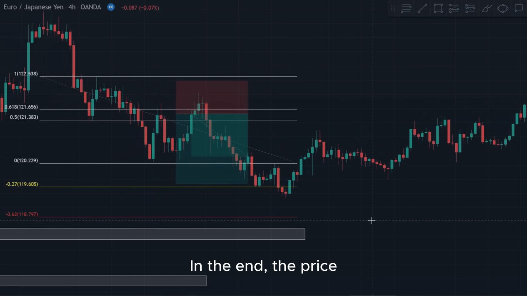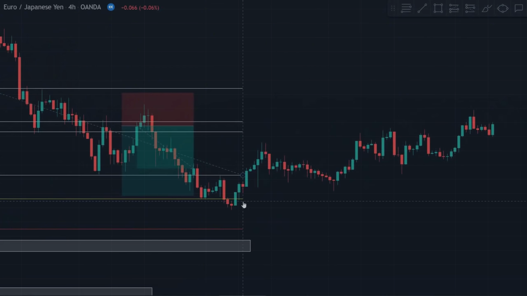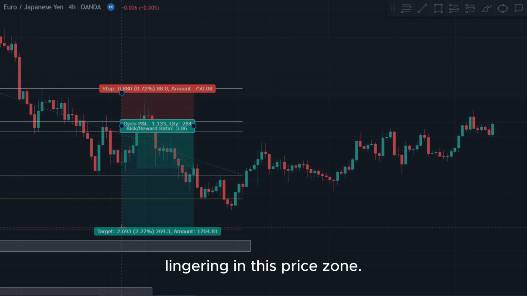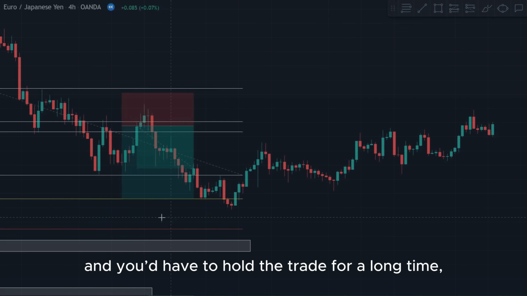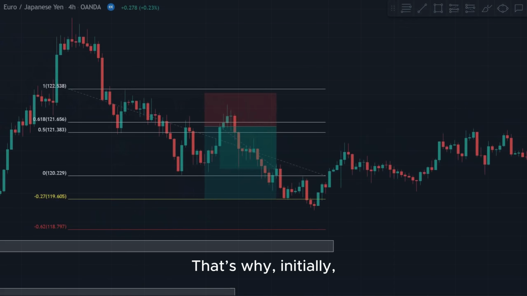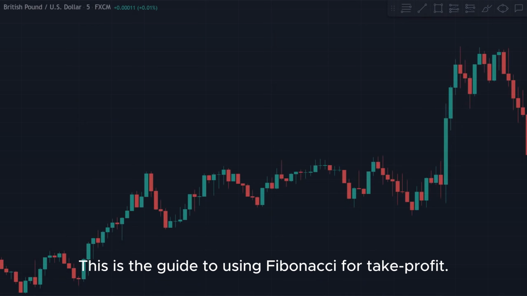In the end, the price only reaches the yellow level and then reverses upward, lingering in this price zone. If you were greedy and set the TP further, you wouldn't have hit the TP, and you'd have to hold the trade for a long time, up to 20 days. That's why, initially, we should control our greed. Small profits lead to longevity. This is the guide to using Fibonacci for take profit.